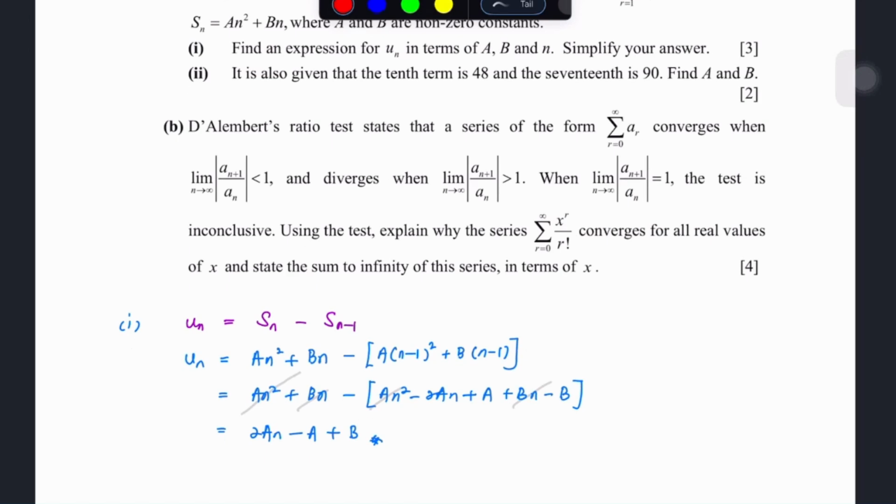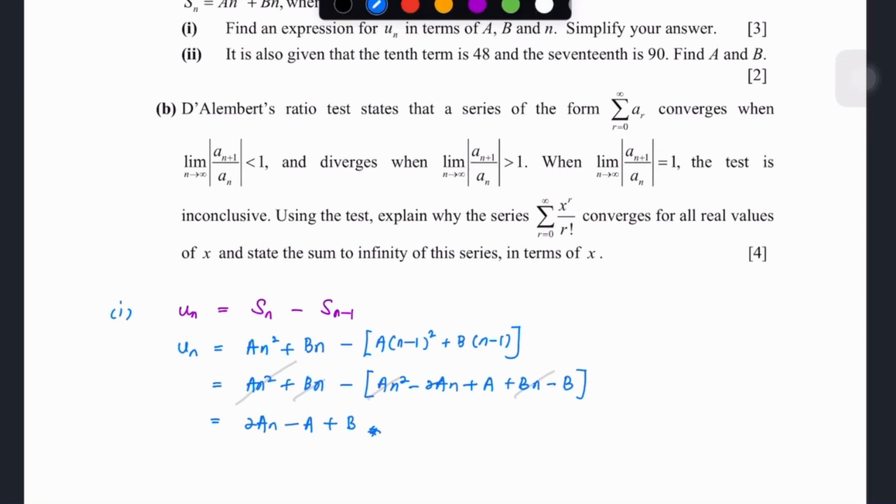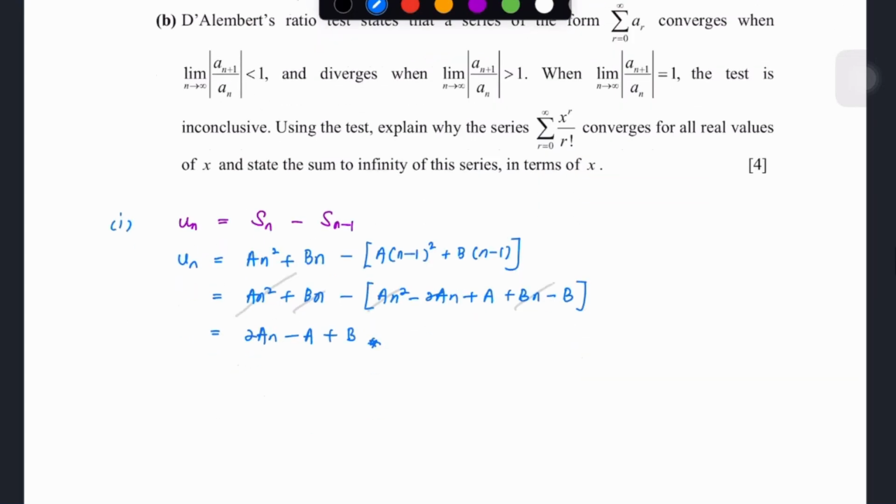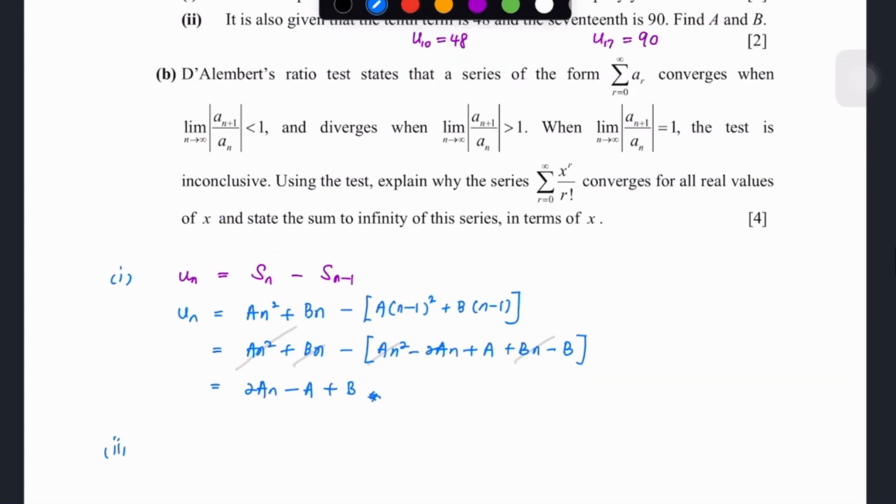Now it is given that the 10th term is 48. So this sentence tells us that U10 is equal to 48. Then U17, the 17th term, is 90. Find A and B. So this one over here is part 2. U10 would be equal to 2A times 10, correct? Minus A plus B. This one is equal to 48. So rearrange, I have 19A plus B equals 48. So this is equation 1.